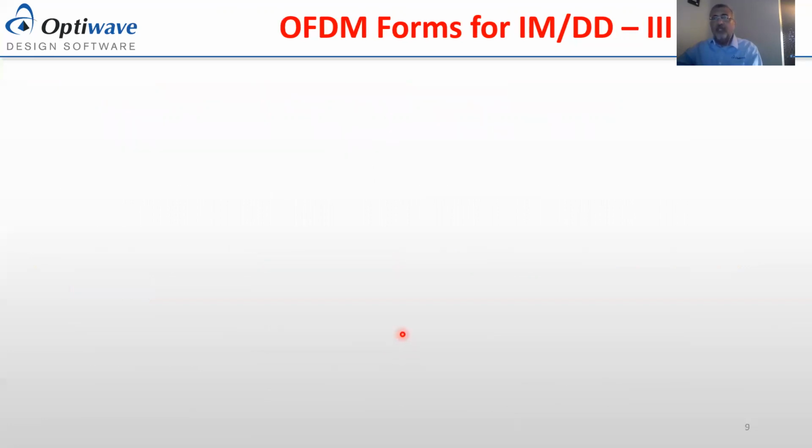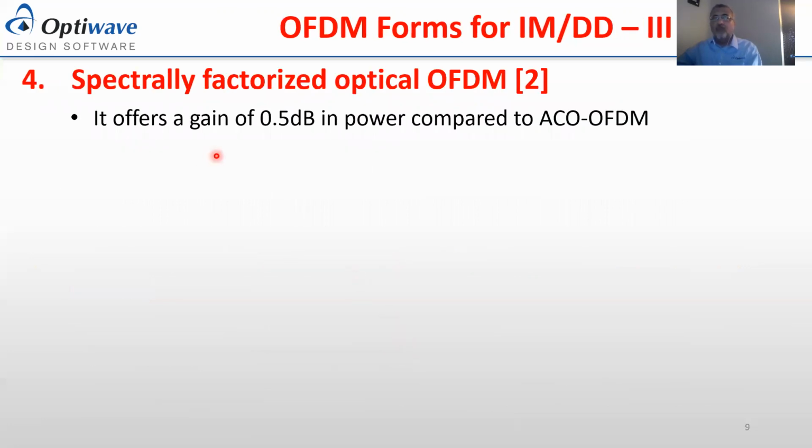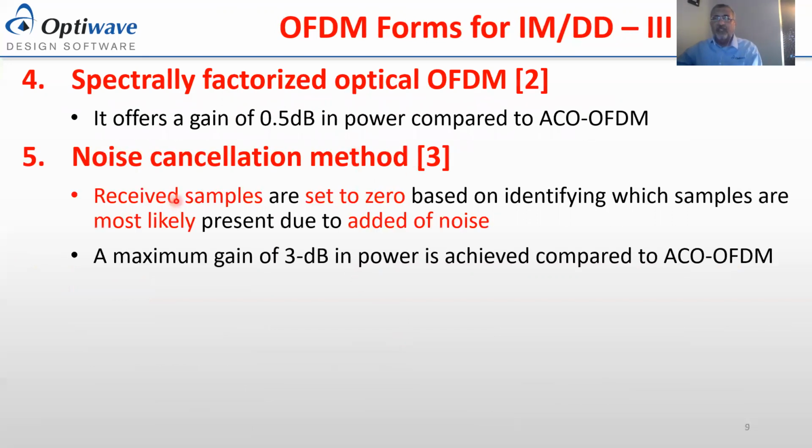Now, there are different modifications of these schemes. One of them is called spectrally factorized optical OFDM, which improves the power compared to asymmetric by about 0.5. And there is another scheme called the noise cancellation method.